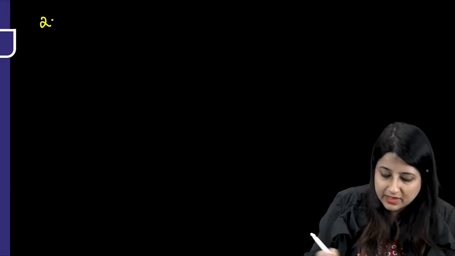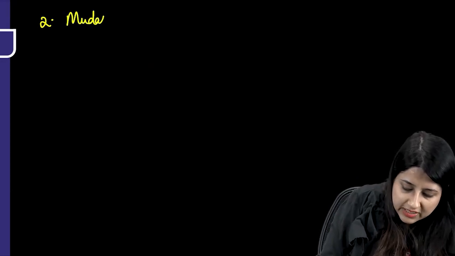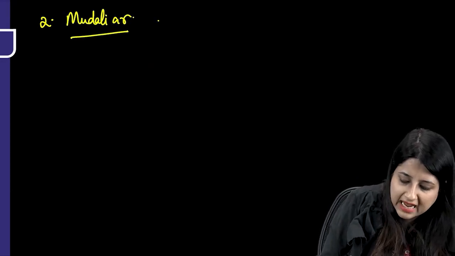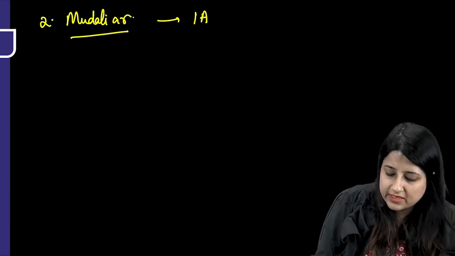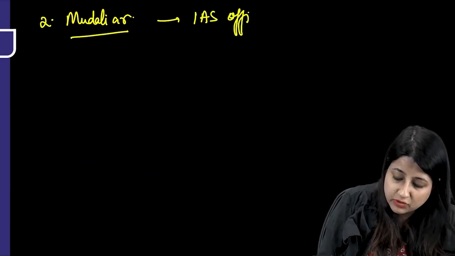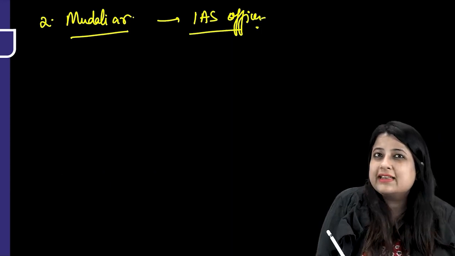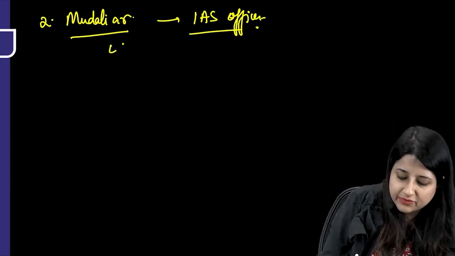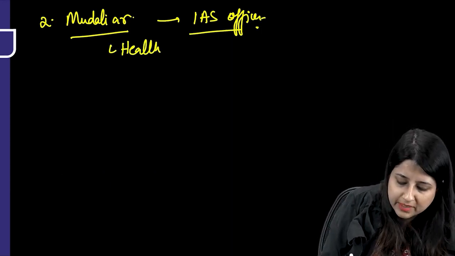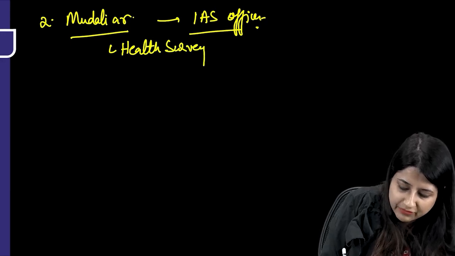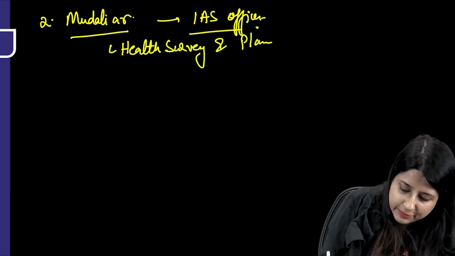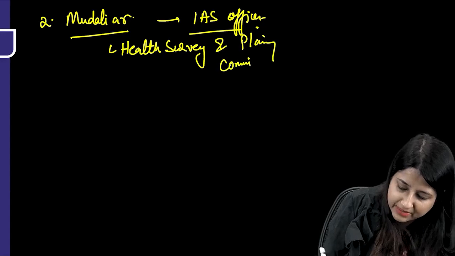Then came the second one. We all know the second committee was Mudaliar. Now we know that Mudaliar was an IAS officer. So he said, why are you talking about development first? Please, first let us talk about planning. So what was the name of his committee? Health Survey and Planning Committee, not Development Committee.